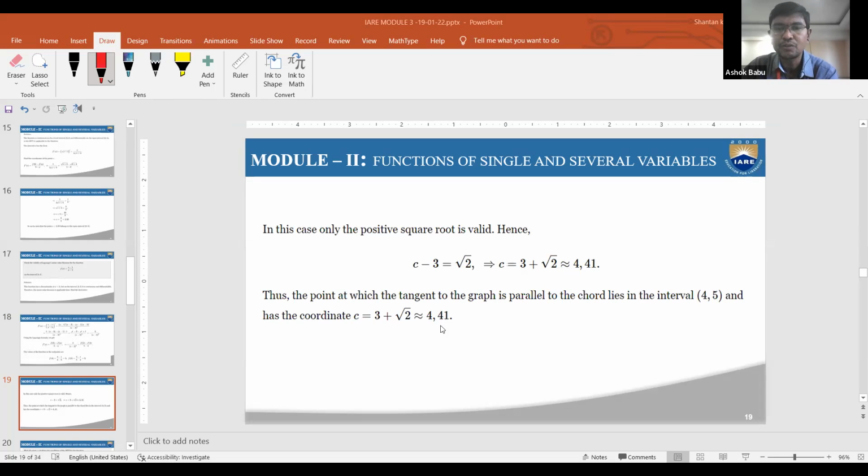That 4.41 is 4 comma, just a small mistake. 4.41 is the value. You need to observe properly. 4.41 clearly lies within the given limits, that is between 4 and 5. Therefore it is clearly satisfied. That is Rolle's theorem, that is Lagrange's mean value theorem.